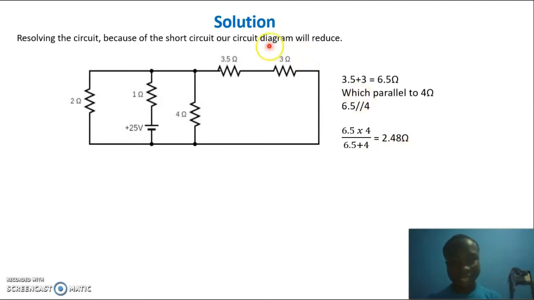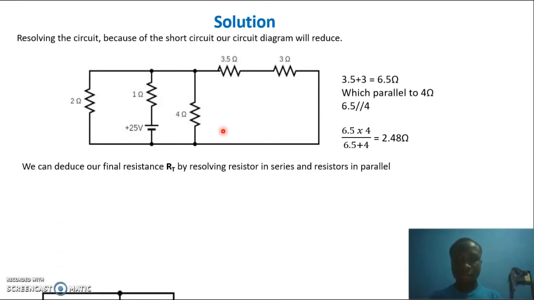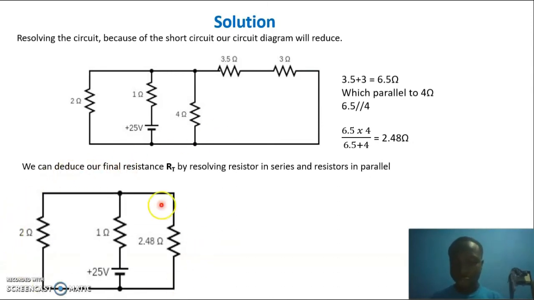Getting this, our circuit diagram will reduce again because we need to find our total resistance so that we can find our total current. Then we use it to solve the question, which says we should find the current through all resistors in this circuit. Right now, our circuit has been reduced to this form using our resultant resistance of 2.48 ohm. We have 1 ohm connected to our voltage source, and we also have our 2 ohm. So this is our reduced circuit diagram.